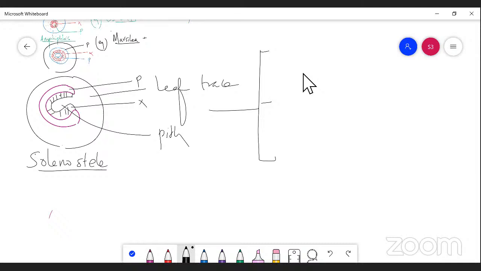The first type is ectophloic solenostele. And the second category is amphiphloic. As we classify solenostele into the following types, ectophloic and amphiphloic, the solenostele is further classified into ectophloic solenostele and amphiphloic solenostele. And the third category is a dictyostele.